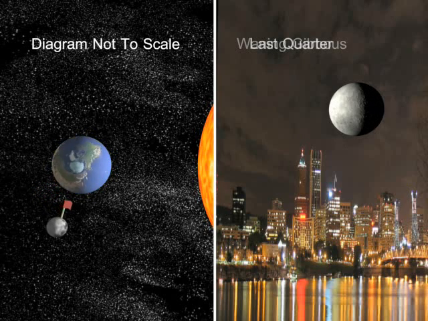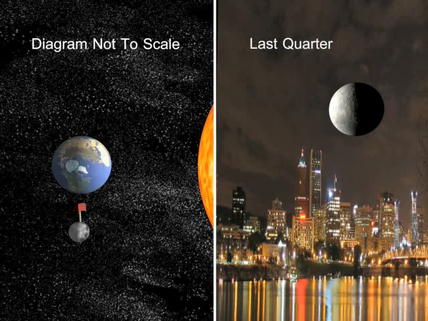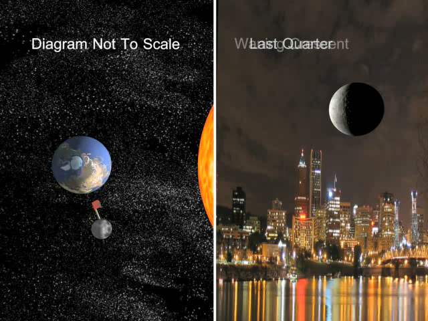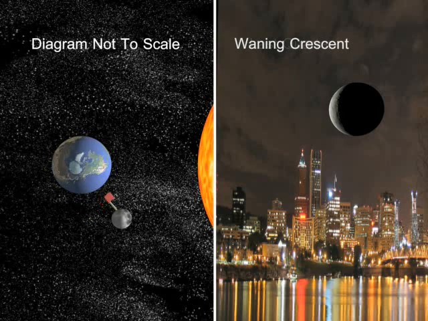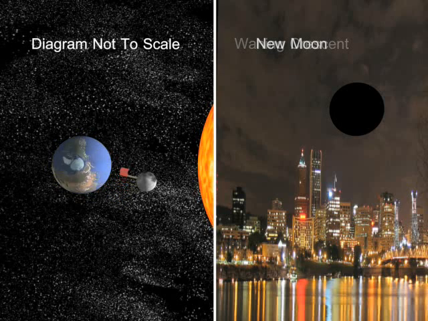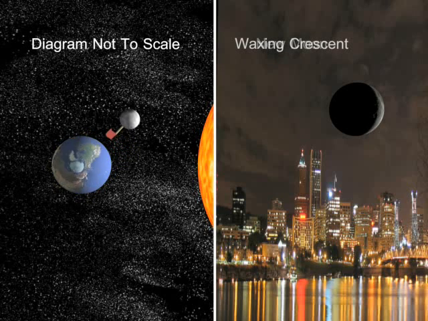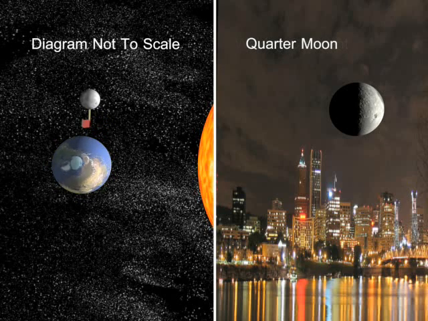Notice in the video on the left that at all times the half of the moon that faces the sun is completely lit, and the half of the moon that faces away from the sun is completely dark. Because the moon's period of revolution around the Earth and its period of rotation around its axis are both 28 days, the same side of the moon always faces the Earth.